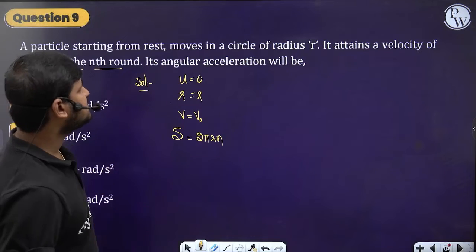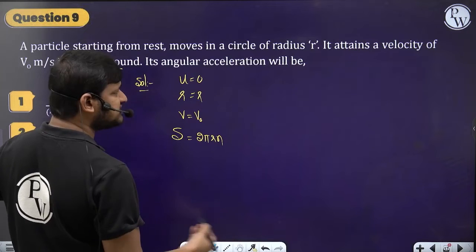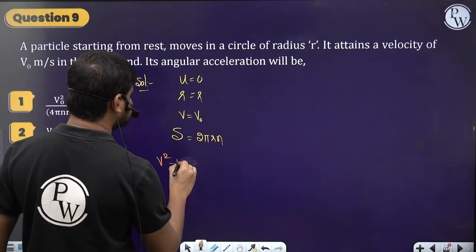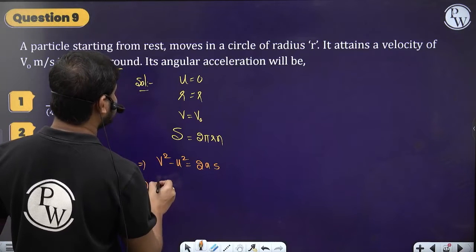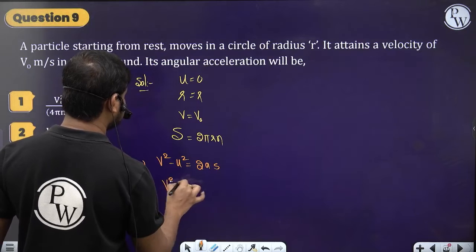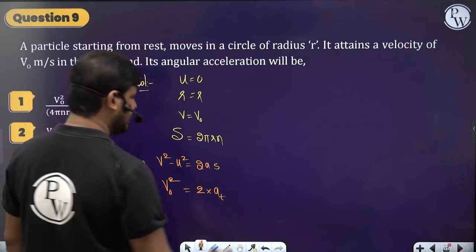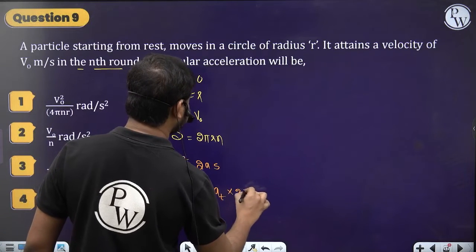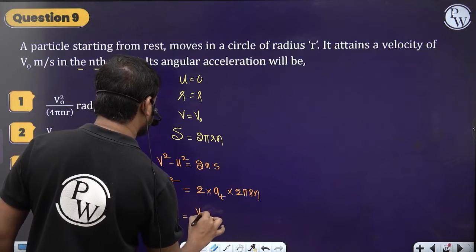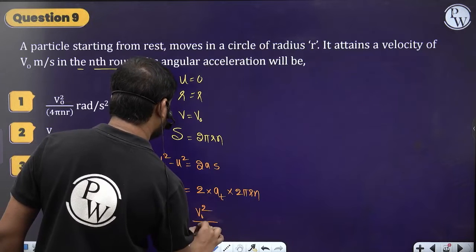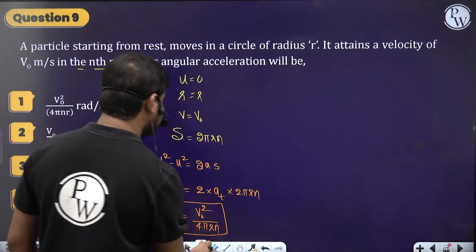Then what is its angular acceleration? First let's find its tangential acceleration. V square minus u square is equal to 2as, same concept, right? So I am finding the tangential acceleration here. V is v naught square, initial velocity 0, 2 into, in place of a you write the tangential acceleration at, into the total distance covered, 2 pi rn. From here the tangential acceleration is v naught square by 2 into 2, 4 pi rn. But they are asking for the angular acceleration.